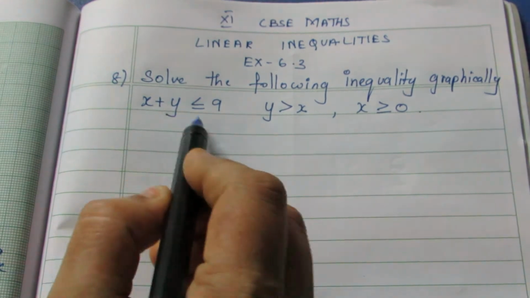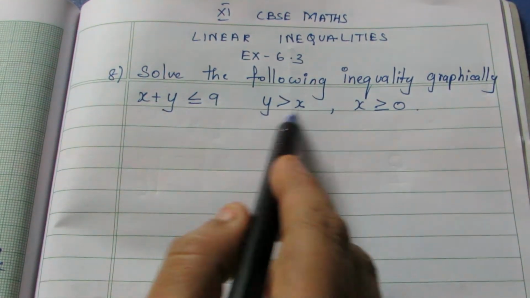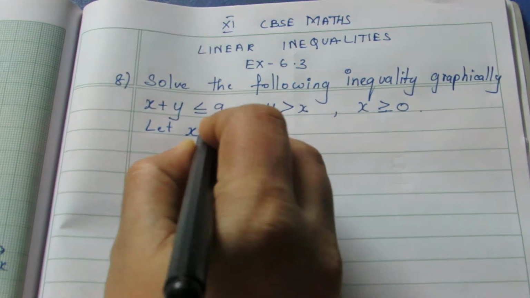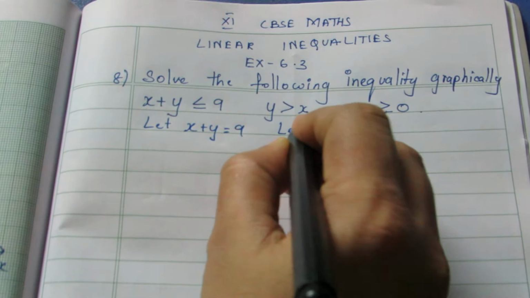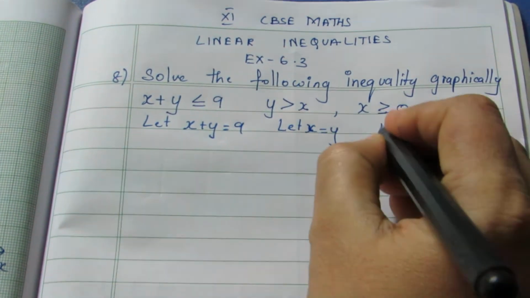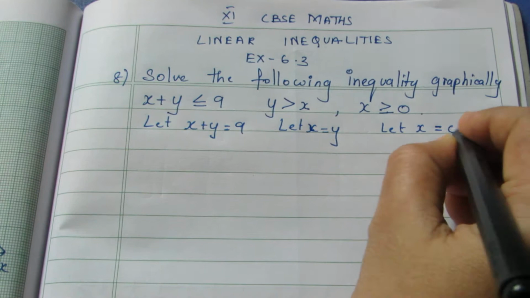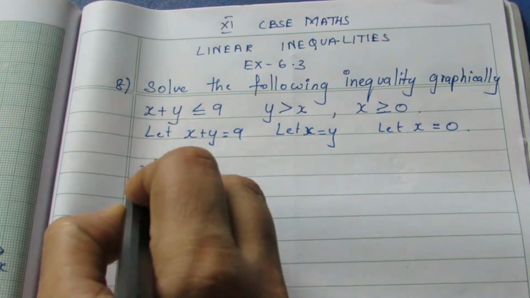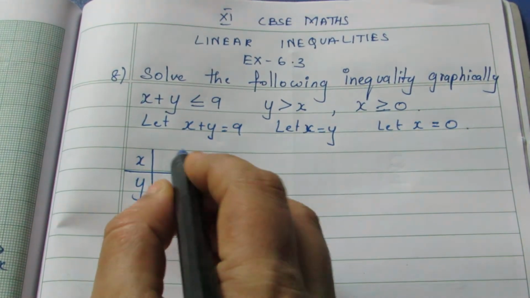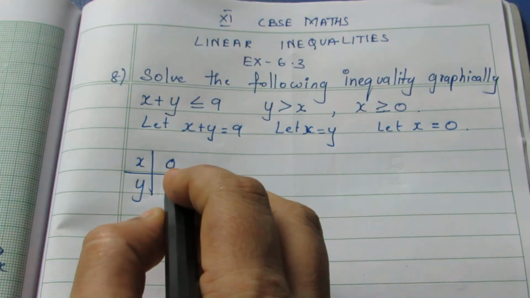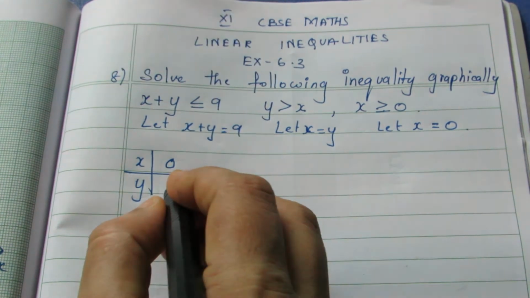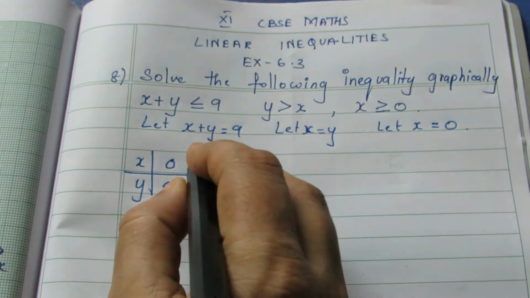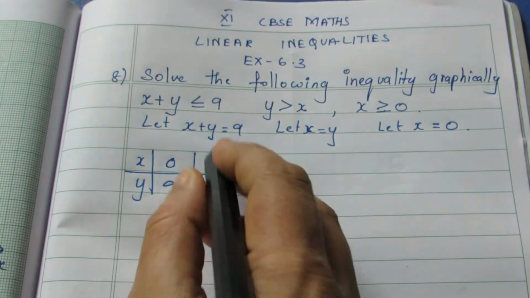Before that we need to get the solution of x and y, but for inequalities we don't know the solution, so we are going to take it to be equal to. So let x plus y is equal to 9. Now we are going to take 3 points, 3 graph points. So if I take x to be equal to 0, my y will be equal to 9. If I take x to be 1, y will be equal to 8.